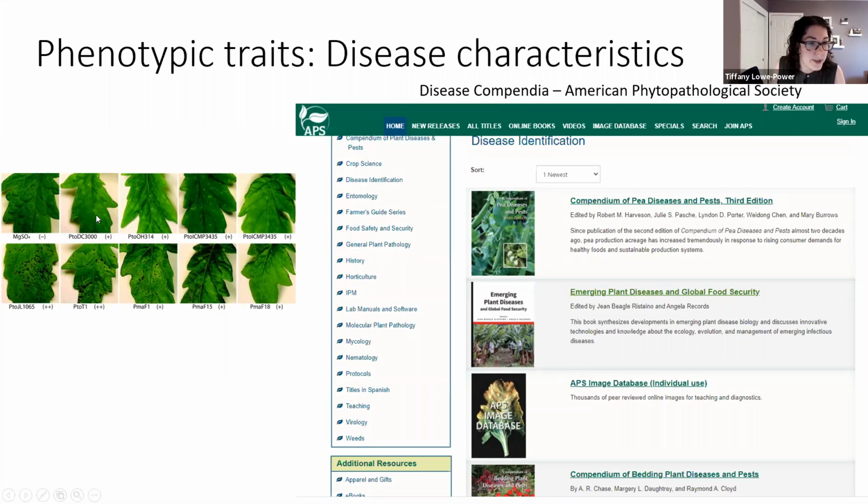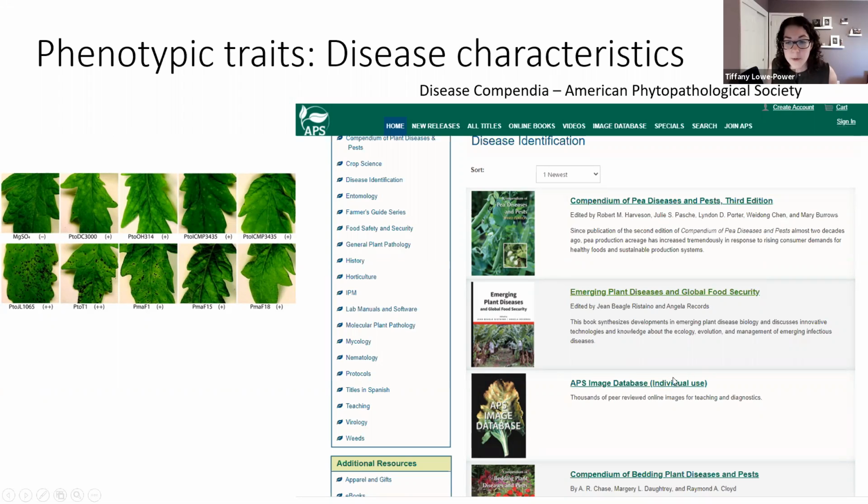So these are different Pseudomonas syringae strains on the same tomato plant. And you can see that there is a lot of natural variation in how the disease manifests. Sometimes you get these blackening, these brown pigments in the middle of the lesions. And sometimes you just have really subtle chlorosis. So that can be useful for distinguishing strong versus weak pathogens.